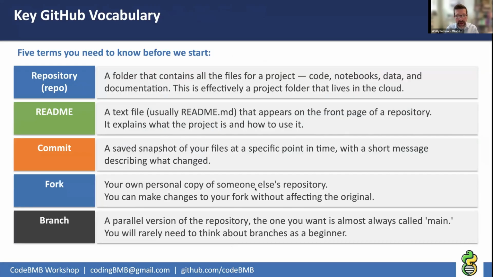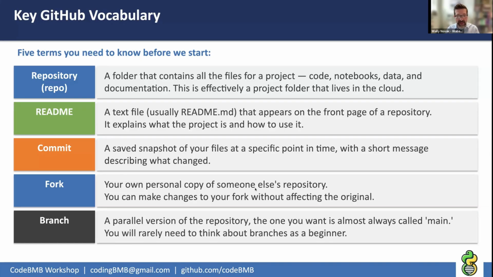Before we start clicking around, I want to make sure we're all speaking the same language. There are 5 terms that come up constantly when people talk about GitHub, and I want you to know what they mean. The first is repository, or a repo. It's basically your project folder. It contains all the files related to a project: code, notebooks, data, or documentation. Everything is just there in one place.